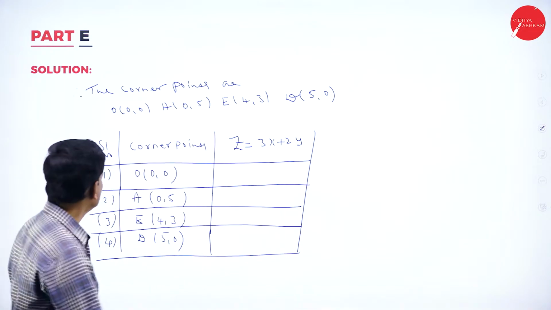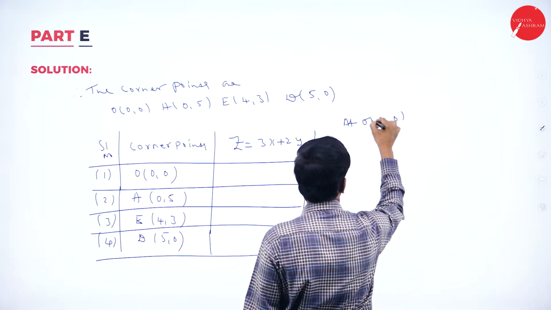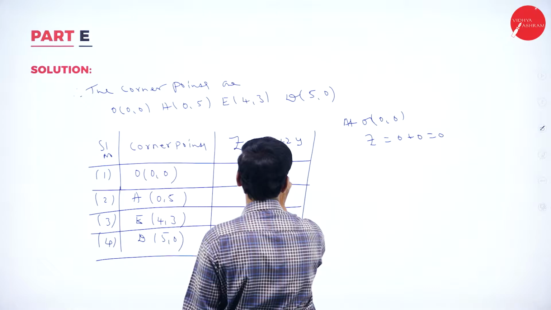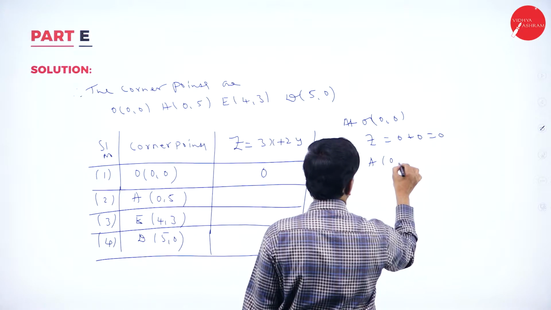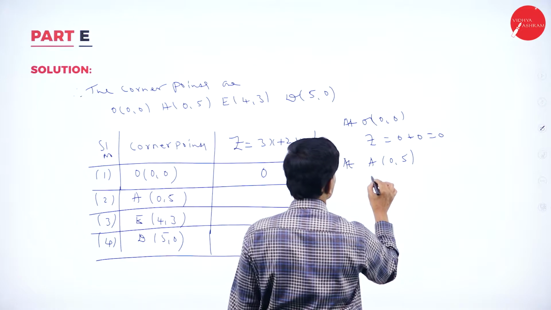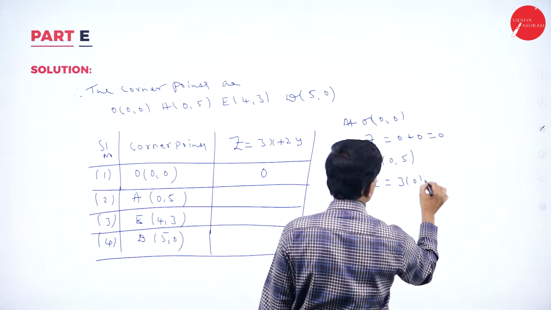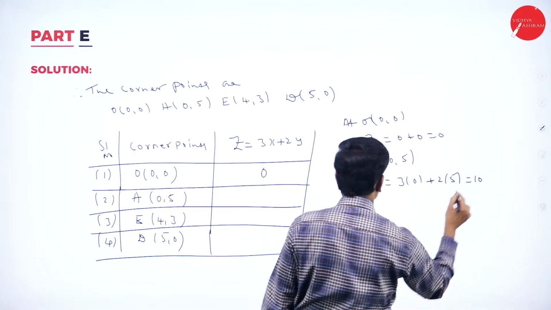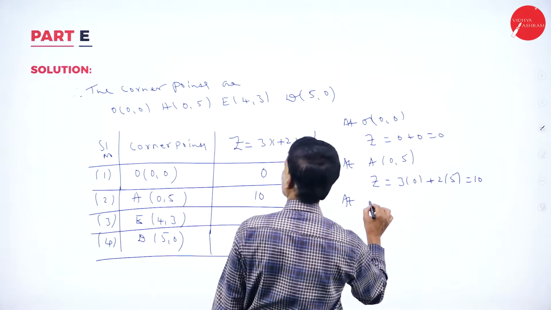Now at O (0, 0), Z is equal to 0 plus 0, which is equal to 0. Now at A (0, 5), put x is equal to 0, that is 3 into 0 plus 2 into y, which is 5, that's equal to 10. Next, what is the point?